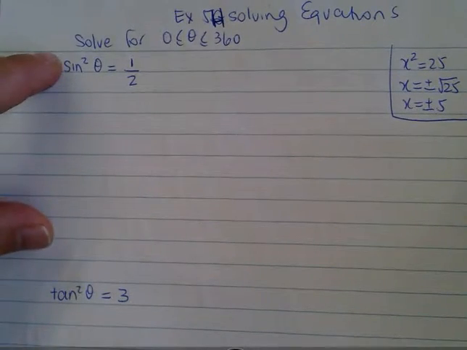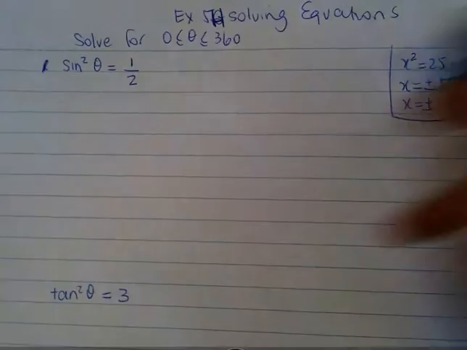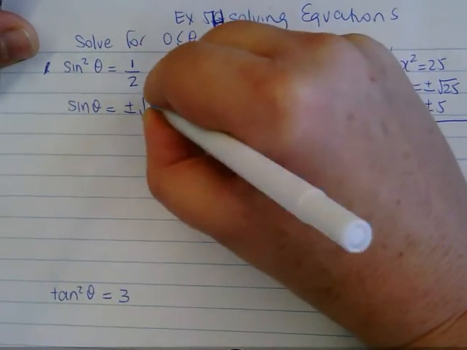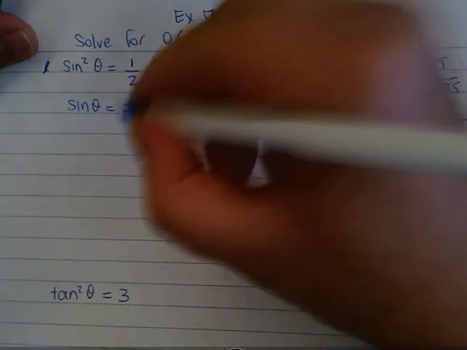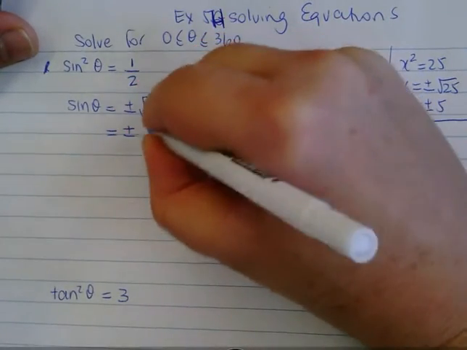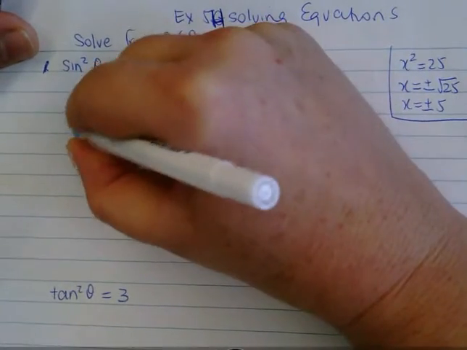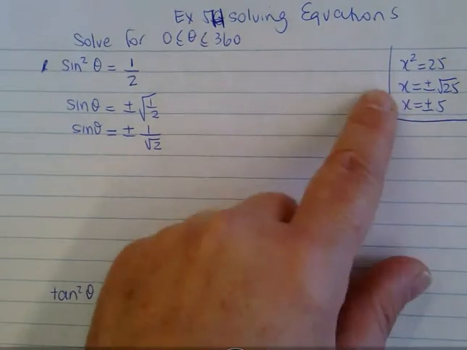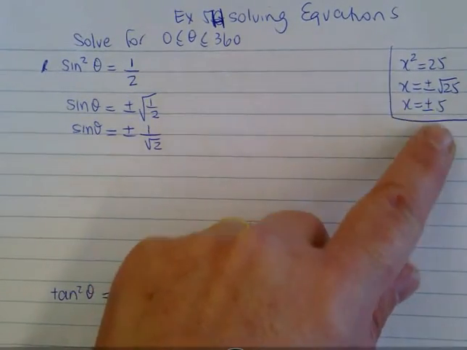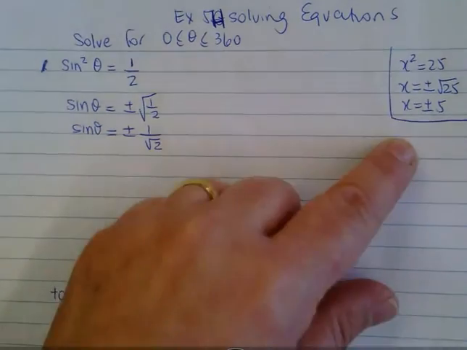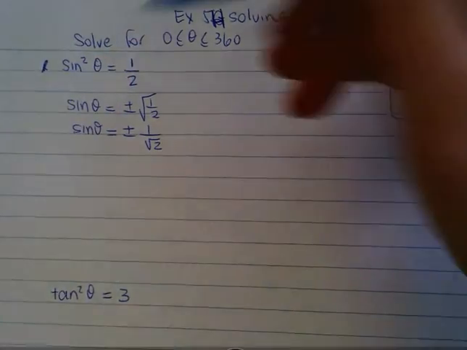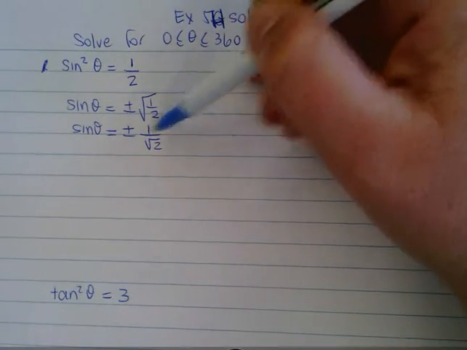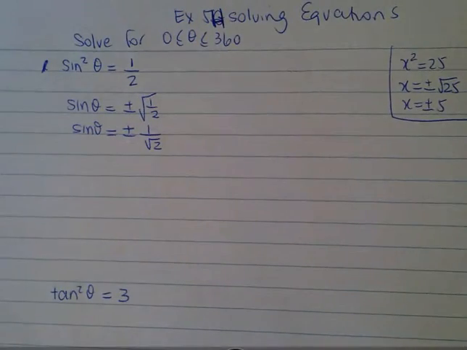If something squared is a half, then sine theta is plus or minus the square root of that, which is what? Plus or minus 1 on root 2. So if something squared is a number, that thing is plus or minus the square root of the number. We've been doing that for a long time. So if sine squared theta is a half, then sine theta is plus or minus the square root of a half, which is plus or minus 1 on root 2.